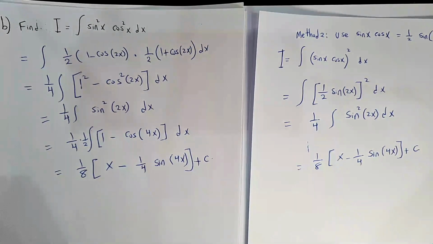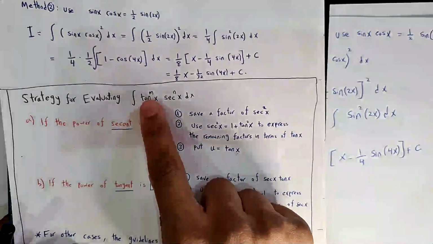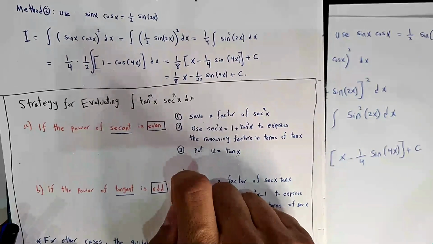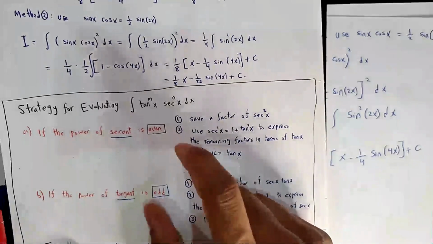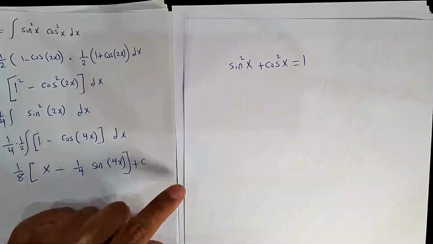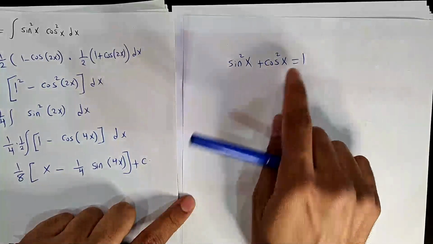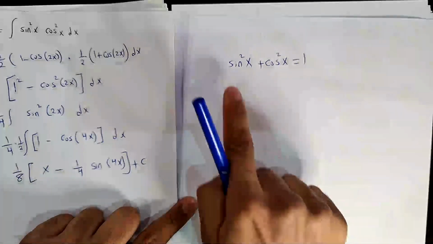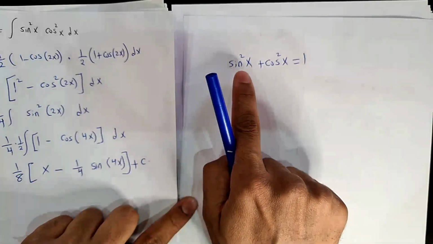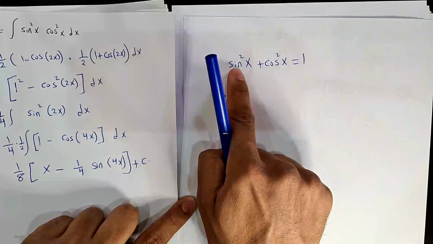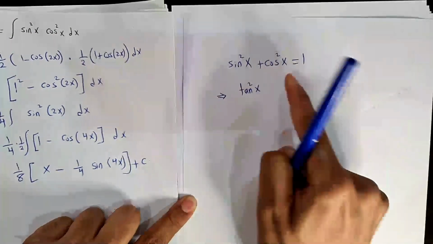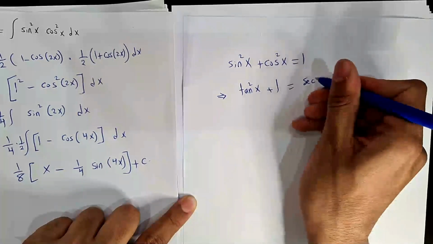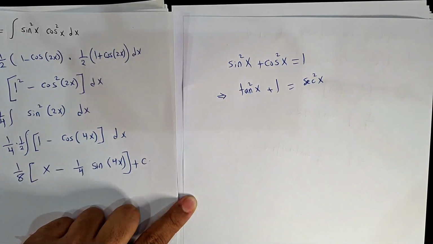Now we will talk about the strategy for evaluating the integral of tan to the power m x secant to the power n x dx. But before that, let us recall the following identities because we need them in this strategy. Let us recall this identity: sine square x plus cosine square x equals 1. Well, we have two other formulas. Let us prove them. If you divide every term over here by cosine square, we get the following. Divide by cosine square to get tan square. Divide by cosine square, you will get 1. Divide by cosine square, you will get secant square. So this is the proof of the first formula.